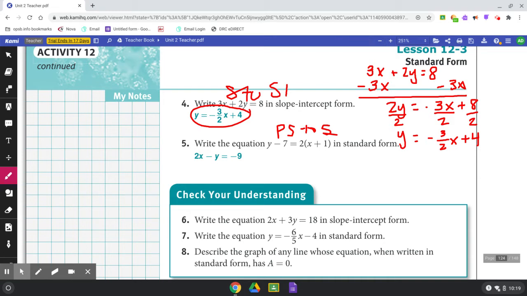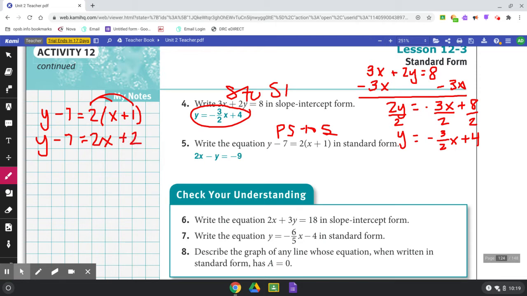Okay, so write that equation in standard form. Well, I know that standard form has my x and y on one side set equal to a constant. So if I wanted to write y minus 7 equals 2 times x plus 1, I first need to distribute the 2. When I distribute the 2, I get y minus 7 equals 2x plus 2.